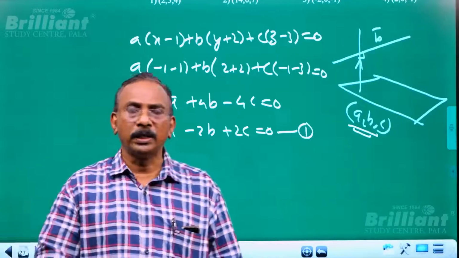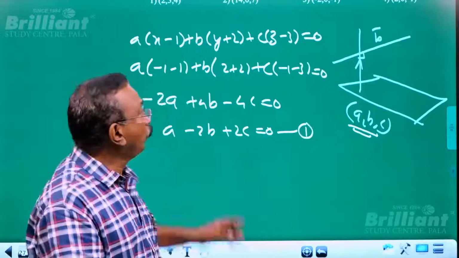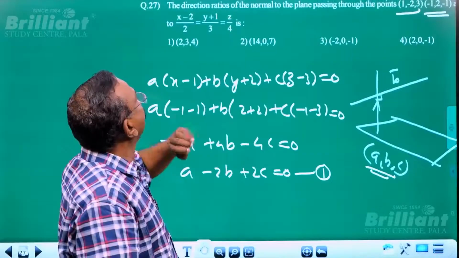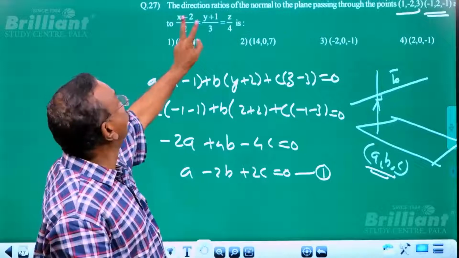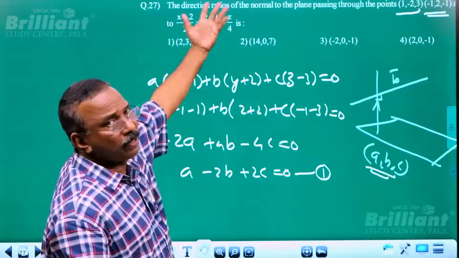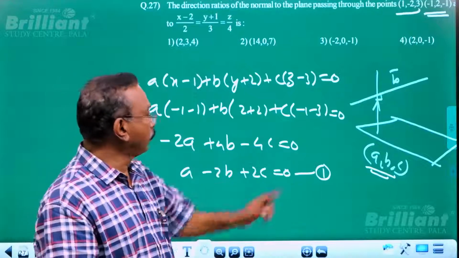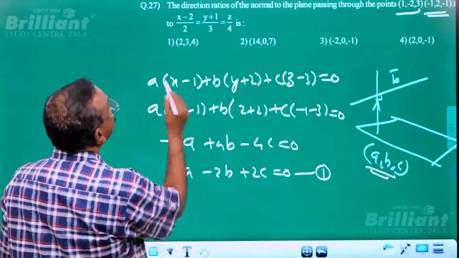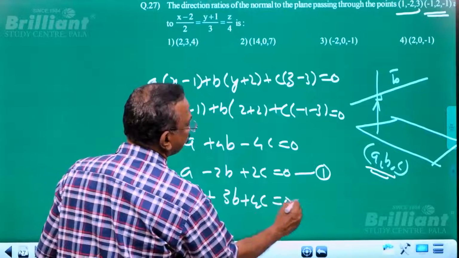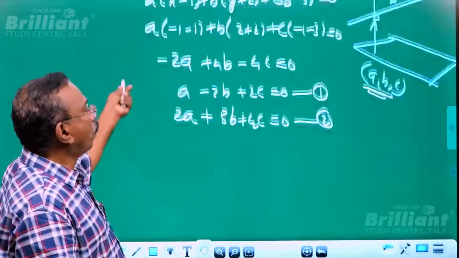So from the first point you can identify a relation connecting the direction ratios. Now you know that these direction ratios are perpendicular to the direction of this line. Look at the line as (x minus 2) by 2, (y plus 1) by 3, and (z minus 0) by 4. So 2, 3, 4 are the direction ratios of the given line. That direction is perpendicular to ABC, so we conclude the next one: 2A plus 3B plus 4C is equal to 0, because the line is perpendicular. So we have two equations. Now you are able to solve the equations.